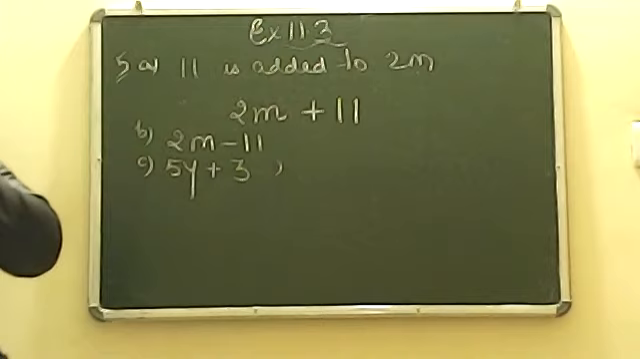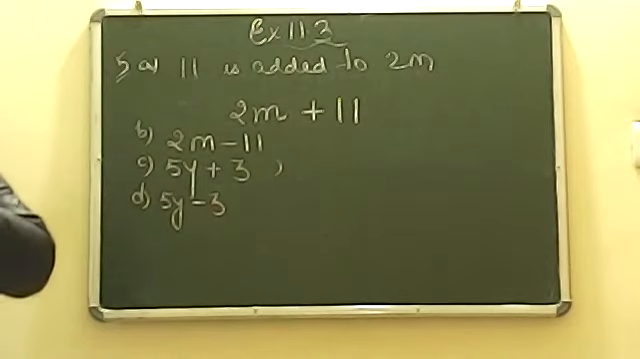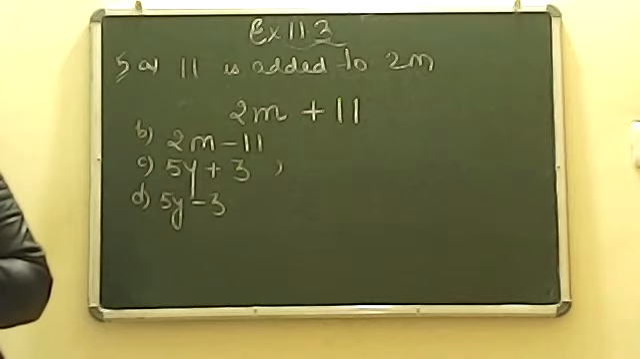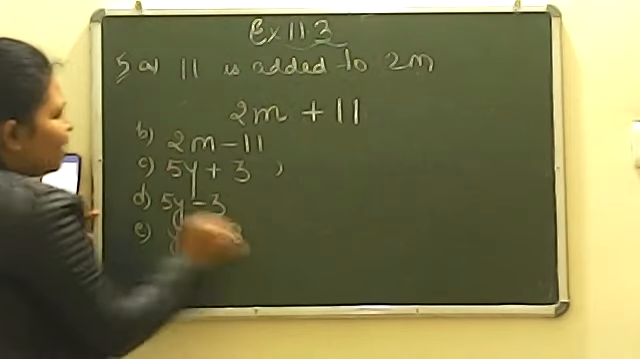Okay. Then next question. It is telling D, 5 times of y, from which 3 is subtracted. So this time the same part, but subtraction is going on. So 5y minus 3. Okay. Move on to the next part. It is saying y is multiplied by minus 8. Y is multiplied by minus 8. So here E, y is multiplied by minus 8.